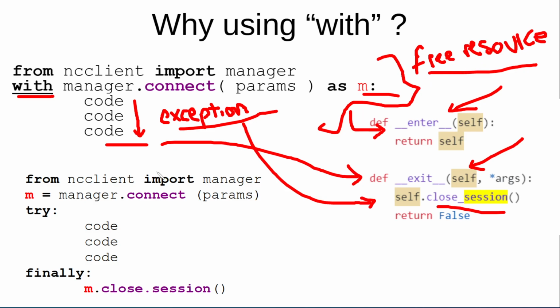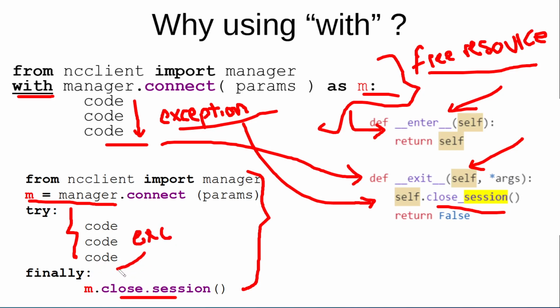You could do the same the old way, doing this way of programming, creating your object, then trying your code, and at the end of your code, closing the session. And even if an exception is thrown here, this finally statement will catch it and will execute session.close. This code does the same, but notice that it is more compact and easier to read using the with statement.